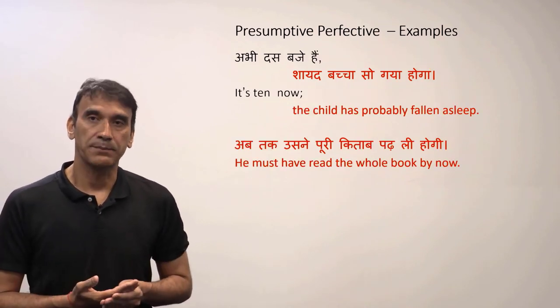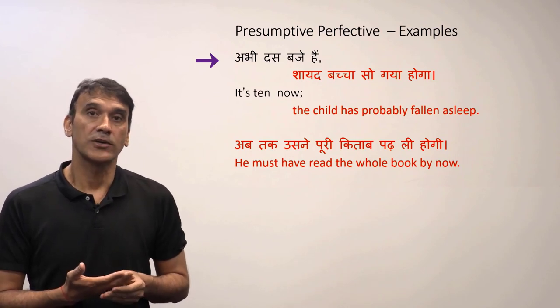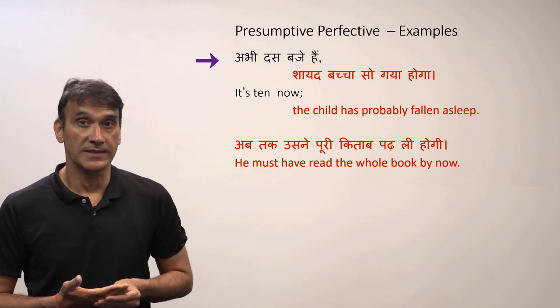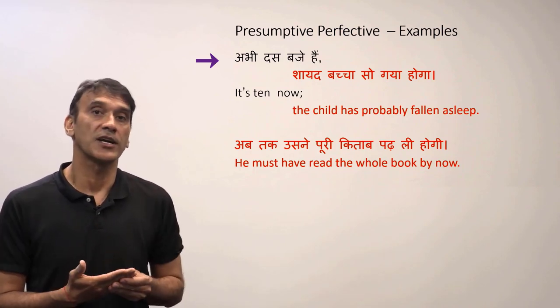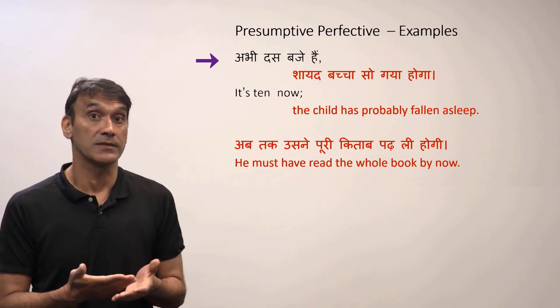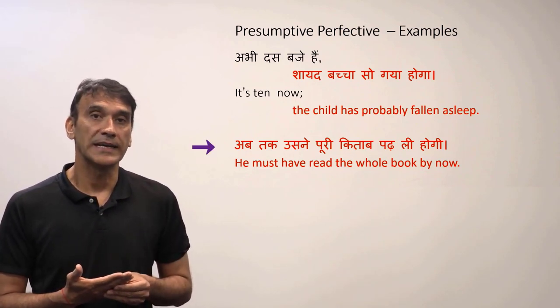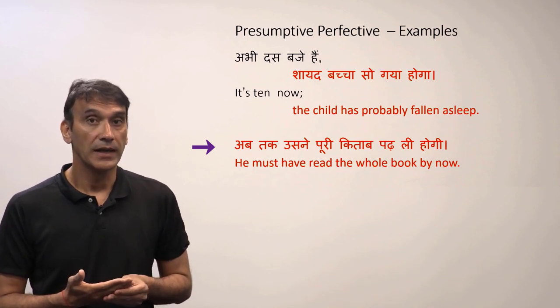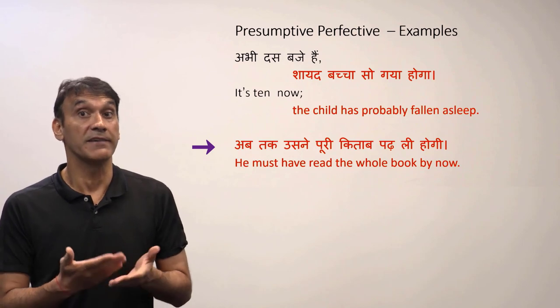Let's take a few more examples. Abhi 10 baje hain, shayad bachcha so gaya hoga. It's 10 o'clock now, the child has probably fallen asleep. So again, it's a completed action. The speaker does not know whether the child has fallen asleep or not. He presumes that the child has fallen asleep because it's 10 o'clock. Ab tak usne puri kitab padh li hogi. He must have read the whole book by now. Again, this is a presumption on the part of the speaker that the person has already read the whole book.